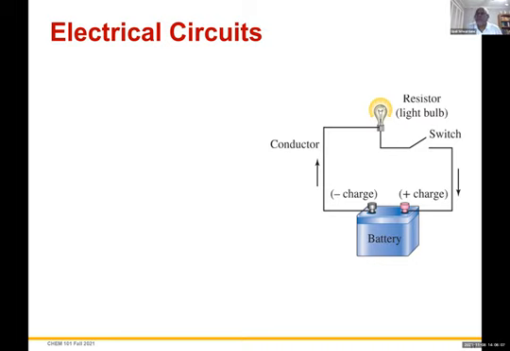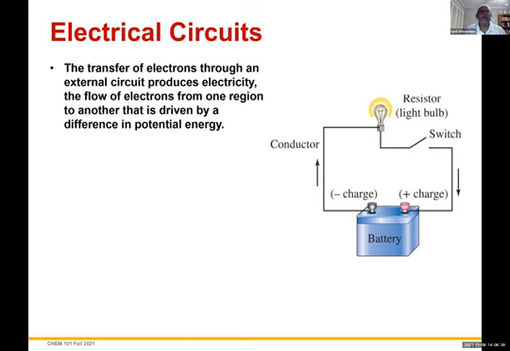Anode to cathode. Normally in a battery, you call this current. Current is opposite of electron flow. We didn't know about the electrons before. We thought positive charge travels through the wire to the negative charge. Now we know that current flow is opposite of electron flow. So let's look at that. The transfer of electrons to an external electric circuit produces electricity.